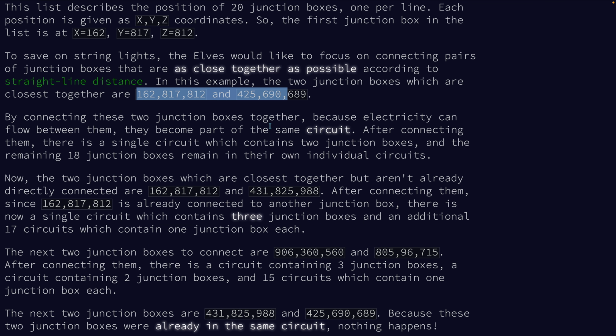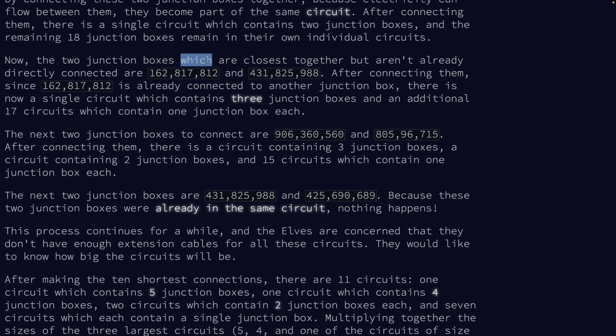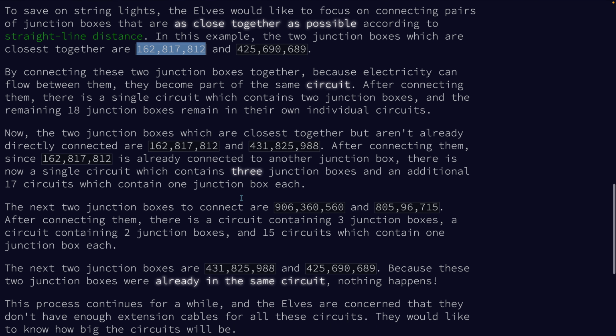They become part of a circuit, and the remaining 18 are in their own individual circuits. Oh, this is going to be a lot of rules, isn't it? Now the two junction boxes which are closest together but aren't already directly connected are these two. After connecting them, 168,812 is already connected to another junction box. There's now a single circuit which contains 3 junction boxes and an additional 17.